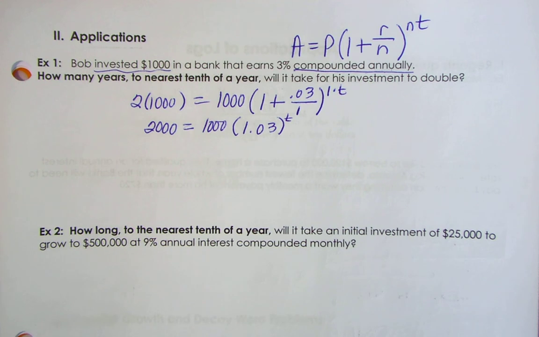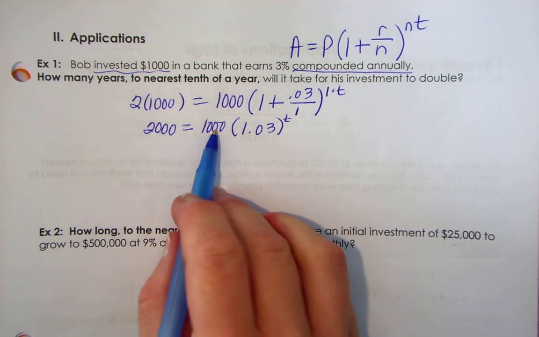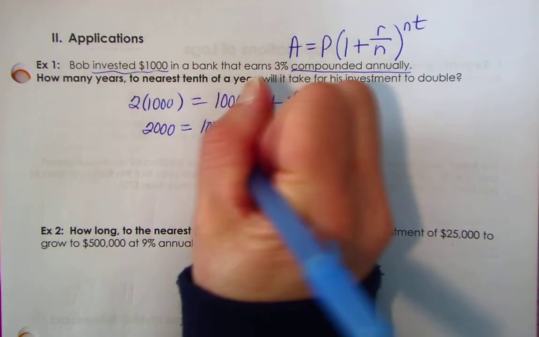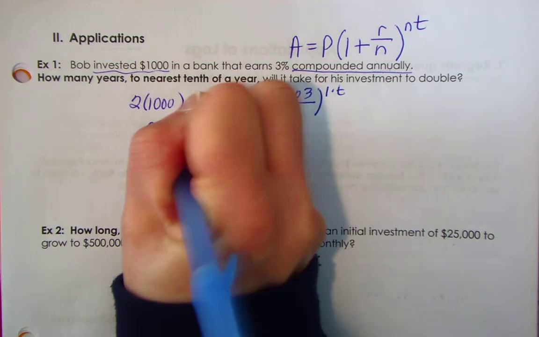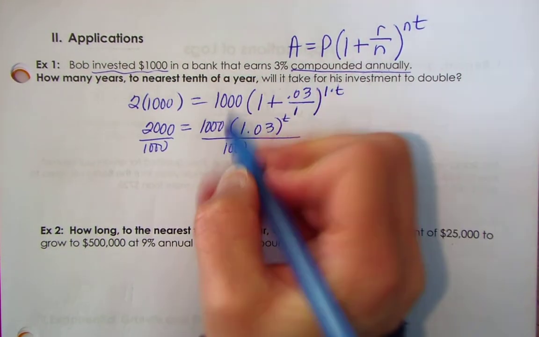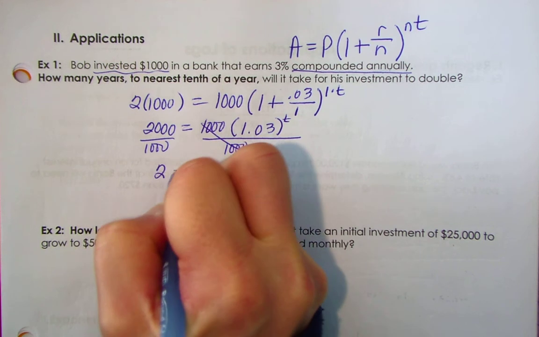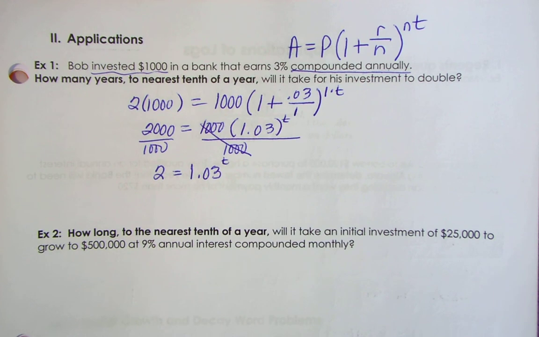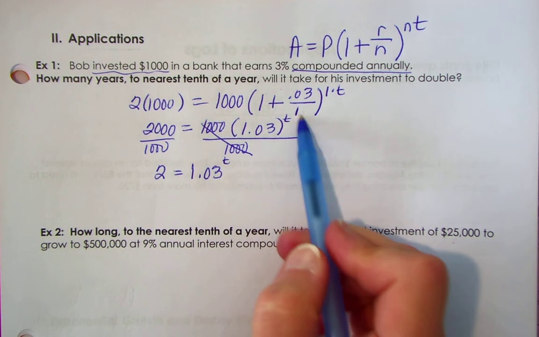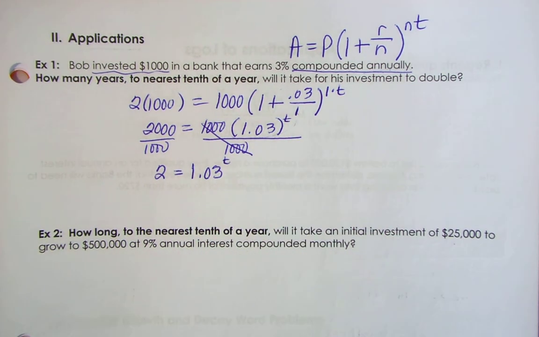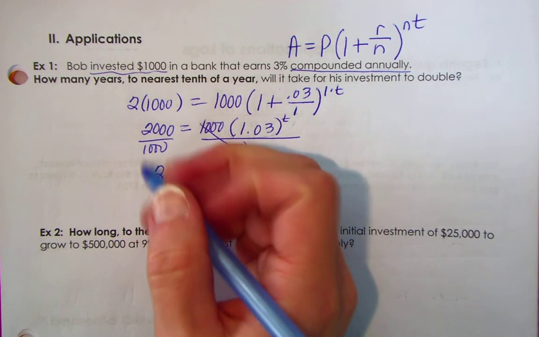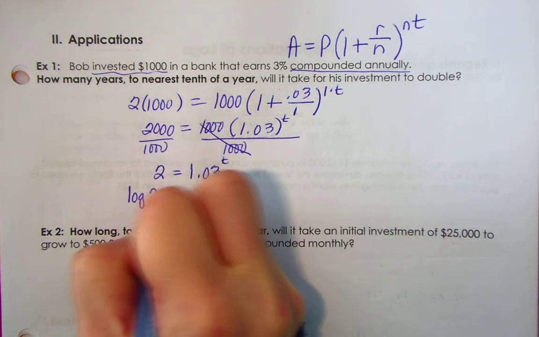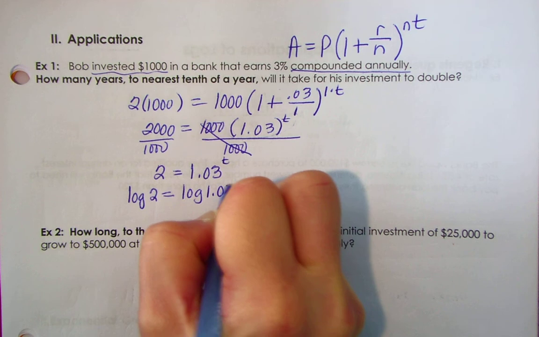Now we're going to take the log of both sides. But what I'm also noticing is that I can divide out that 1,000. So it's 1,000 times that to the t. So it's actually 2 equals 1.03 to the t. We have to isolate the exponential, so I had to get this part by itself. Now that it's by itself, we can take the log of both sides. So this is the log of 2 equals the log of 1.03 to the t.